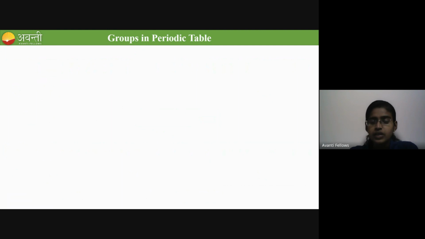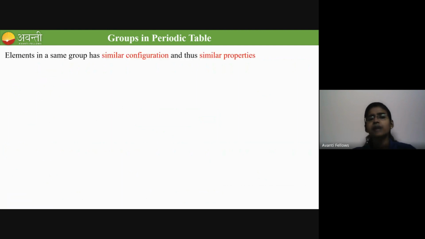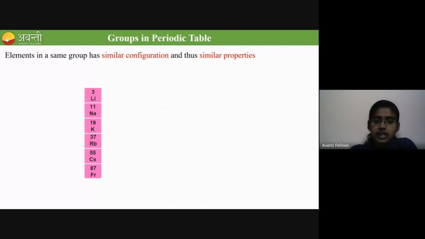So elements in a same group have similar configuration. Because of the similar configuration, the number of electrons present in that particular system will be same. So they exhibit similar properties. They exhibit similar physical property and they exhibit similar chemical property. So for example, I'll take this lithium group, the first group.